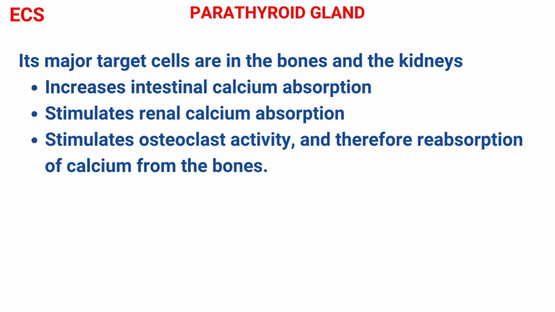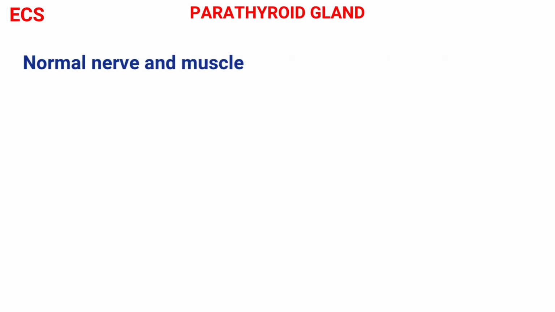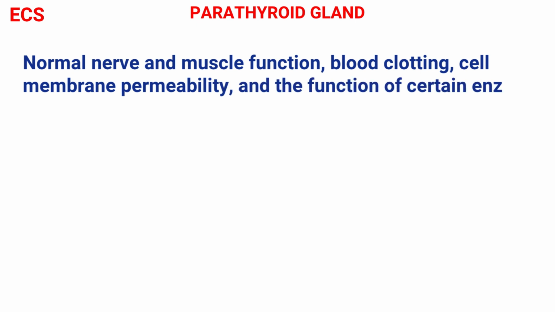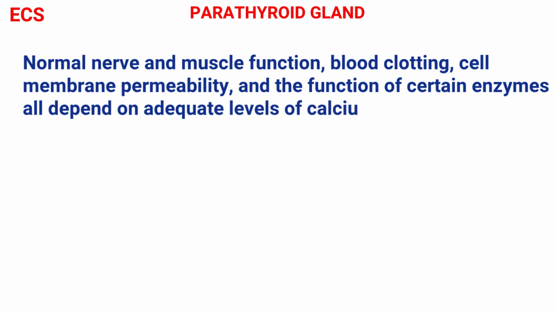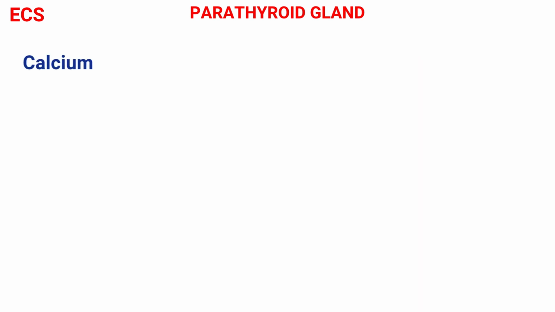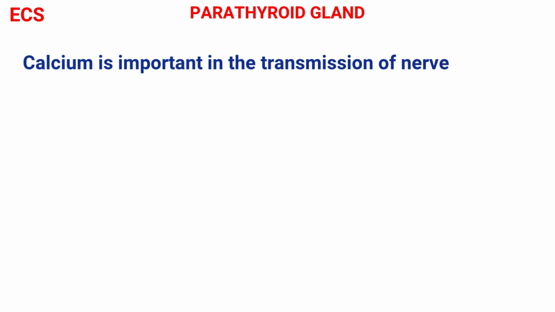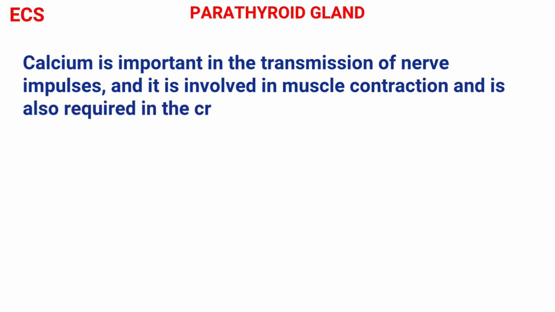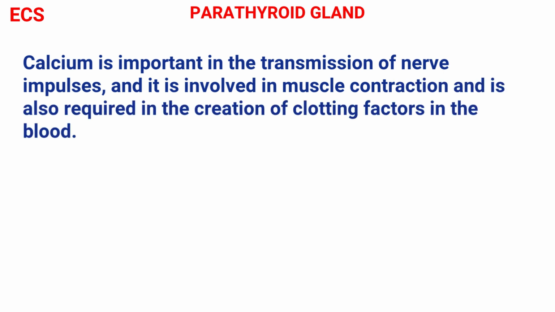The functions of parathyroid hormone are: it increases intestinal calcium absorption, it stimulates renal calcium absorption, and it stimulates osteoclast activity and therefore reabsorption of calcium from the bones. Normal nerve and muscle function, blood clotting, cell membrane permeability, and the function of certain enzymes all depend on adequate levels of calcium. Physiologically, calcium is important in the transmission of nerve impulses, and it is involved in muscle contraction and is also required in the creation of clotting factors in the blood.